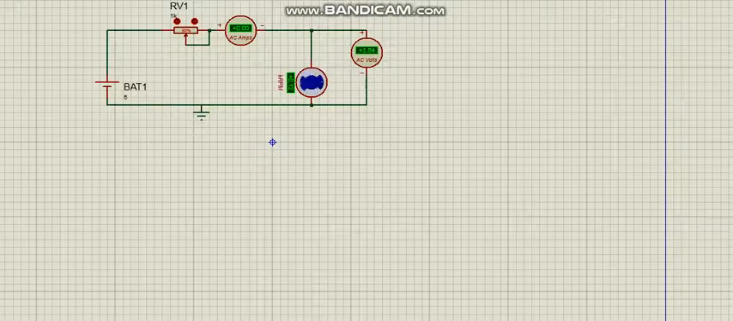Now we are going to prove whether increasing the armature resistance makes the speed of the motor increase or decrease. So let it reach its maximum speed. Now you can see that when I increase the armature resistance, the speed of the motor is going to decrease.